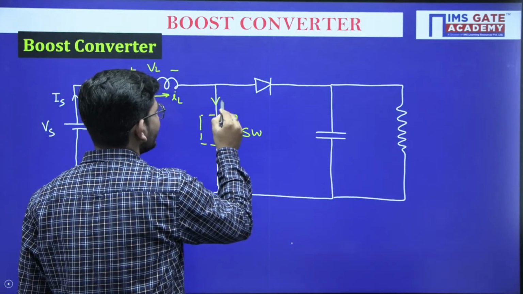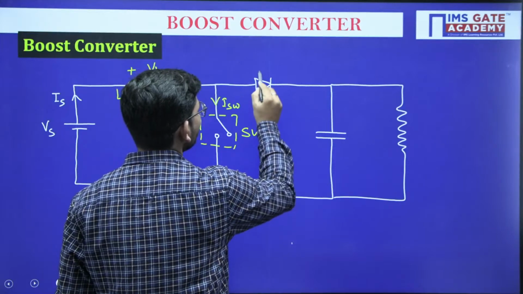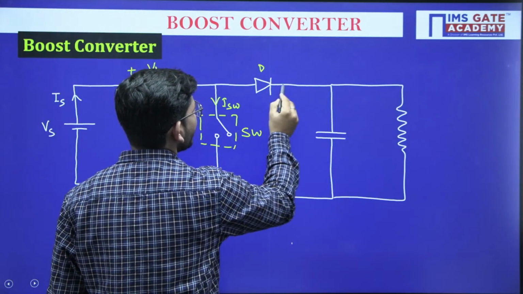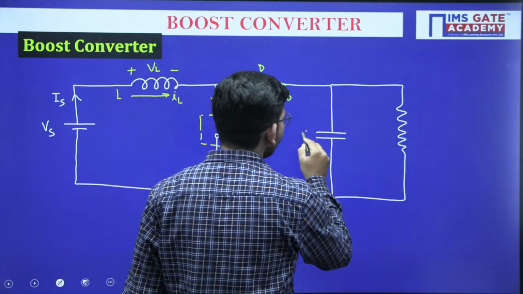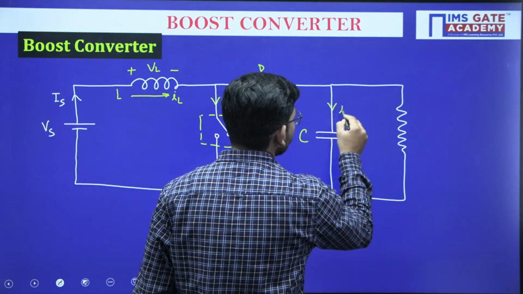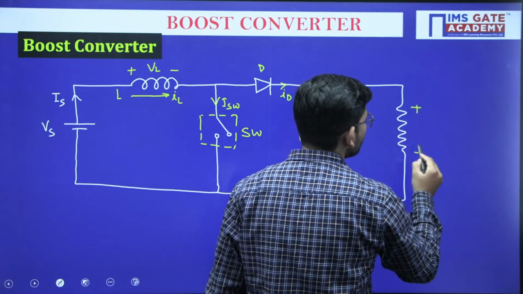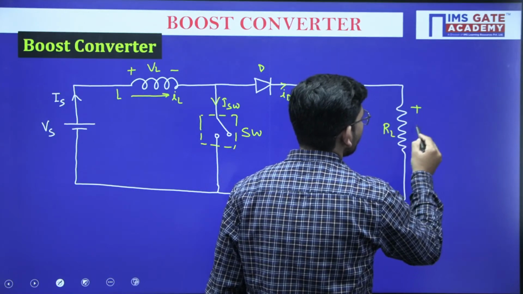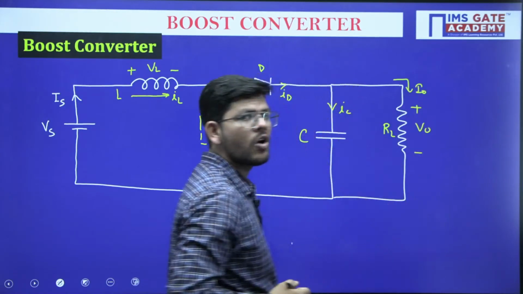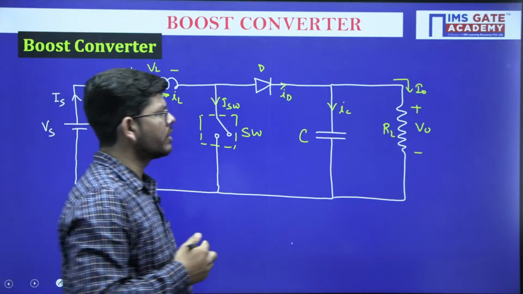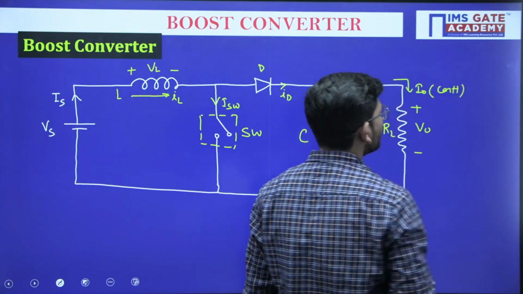It will be carrying a current which is called the switch current. Now we have a diode here as well, and it will be carrying a current which is called the diode current. Then finally we have a capacitor which will be carrying a current IC, and then we have the load RL where we want the output voltage, and this is the output current which has to be maintained constant throughout the operation, isn't it? This has to be maintained constant throughout the operation.